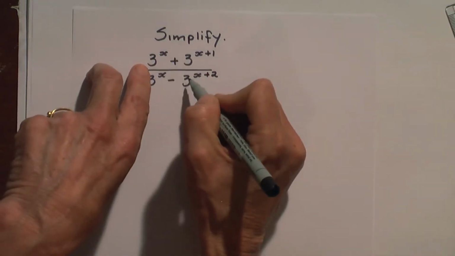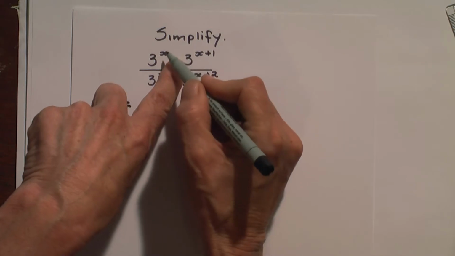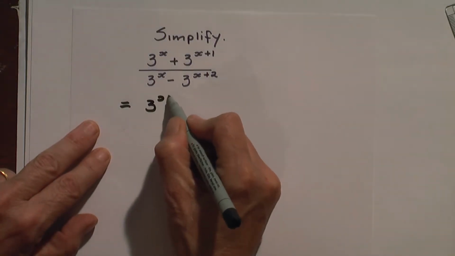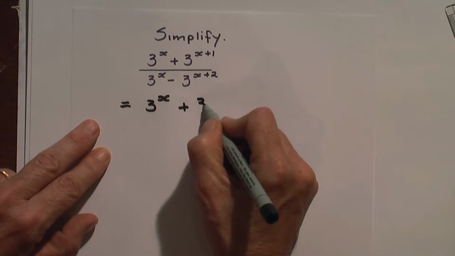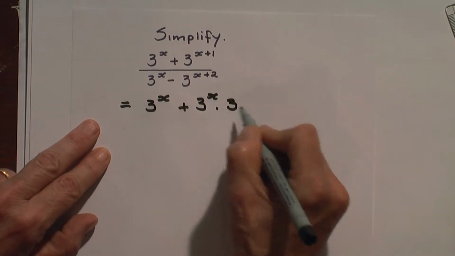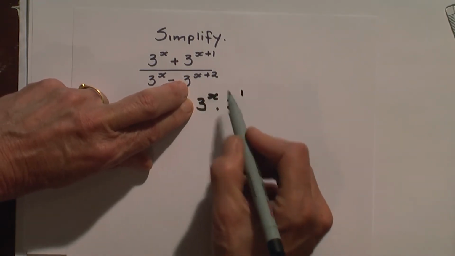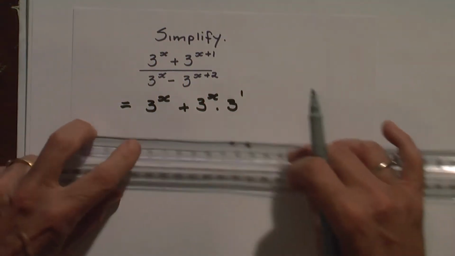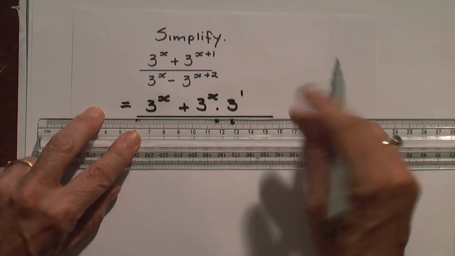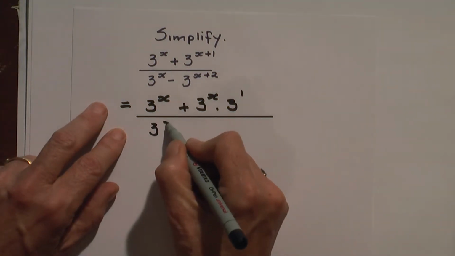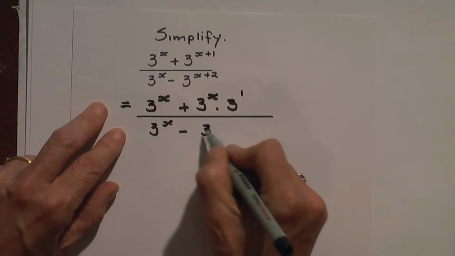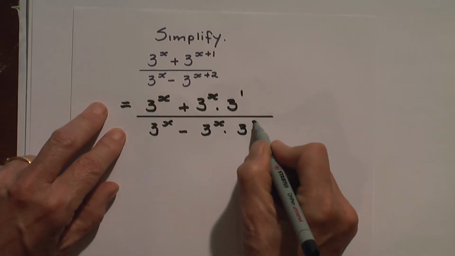So what do I do here? I'm going to split it up. I cannot use a rule. I cannot say 3 to the x, add 1. Why? Because that would be multiply, and it's not. It says plus. So I've got to split up with the aim of getting out that common factor. So I go 3 to the x plus 3 to the x times 3 to the 1. And let's see that you understand that. 3 to the x times 3 to the 1 is exactly the same as 3 to the x plus 1. Right, underneath. Again, I've got 3 to the x minus 3 to the x times 3 squared.